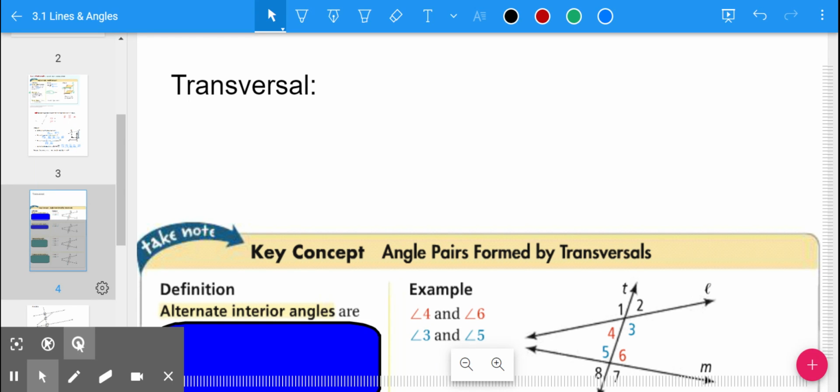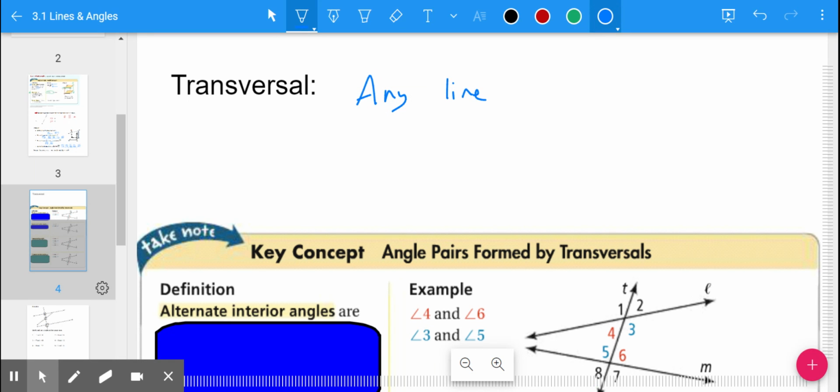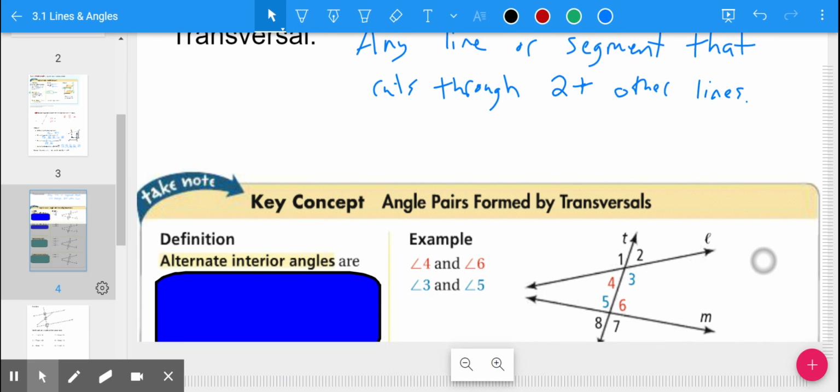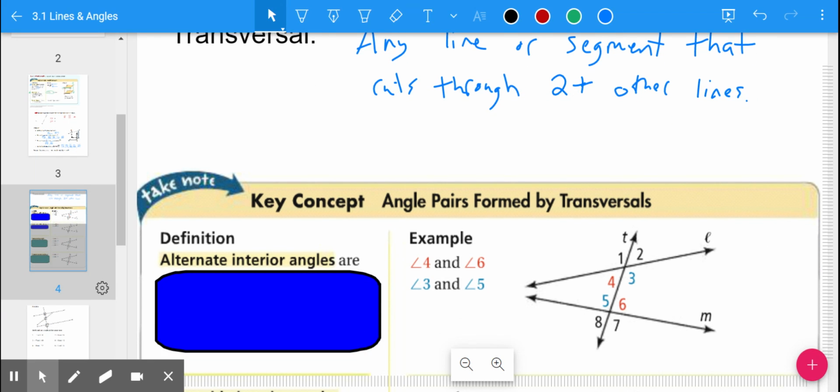A transversal is any line or segment that cuts through two or more other lines or segments. And so that's really broad, but that's because we usually think of a transversal going through parallel lines, but it doesn't have to go through parallel lines.